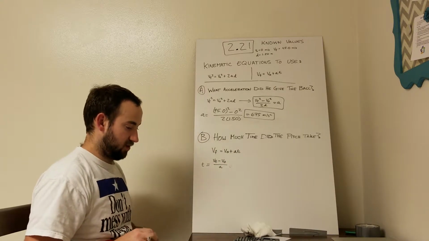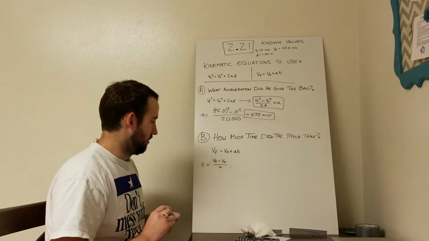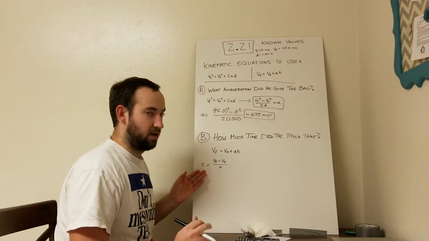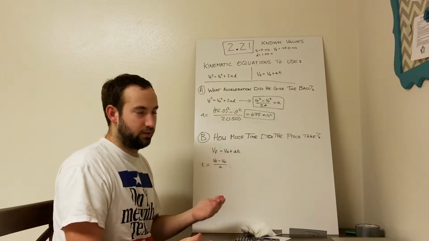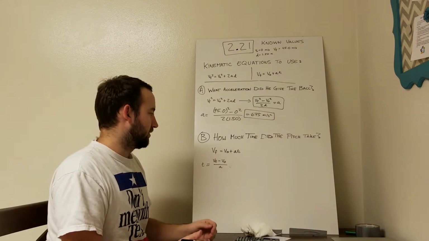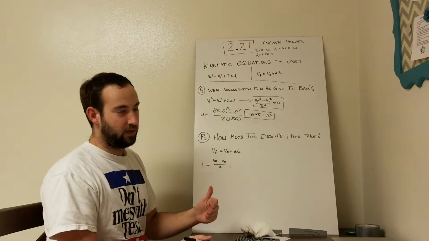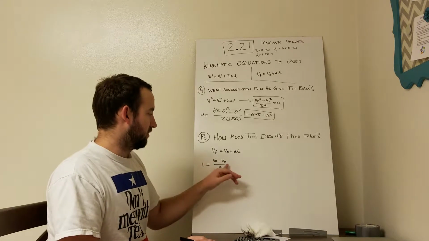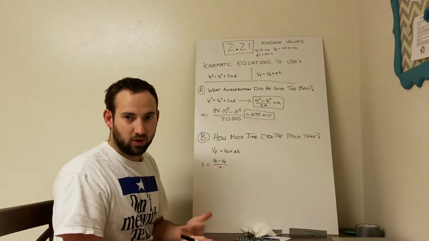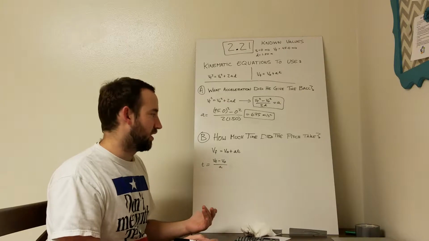Alright, so now we know that the time that pitch took to do was the final velocity minus the initial velocity all over the acceleration. Since we already know all these values, the next step is just to plug in what we already know and to solve for that time.